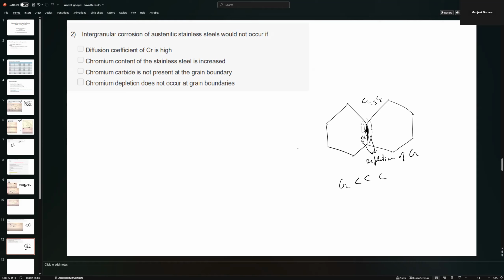Why do we have chromium in stainless steel? Since it forms a film on top, providing passivation against corrosion. And this region around here is now depleted of chromium, so no more passivation. No passive film. So now these areas are more susceptible to corrosion, so that's what is happening.